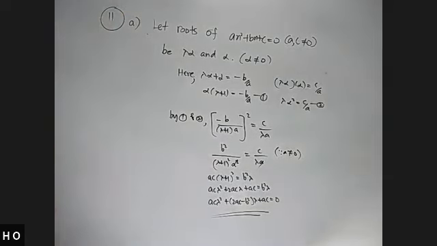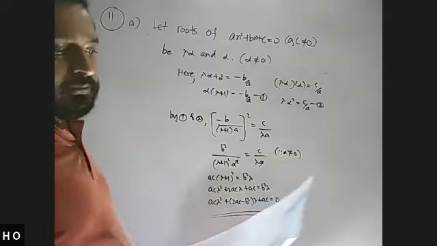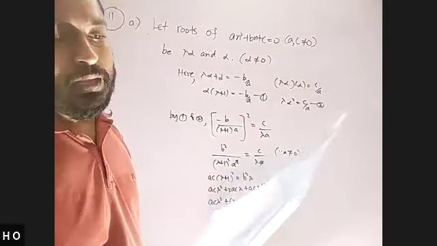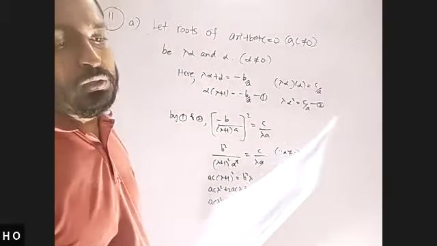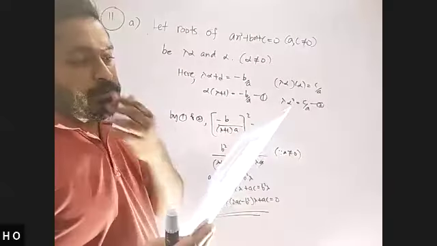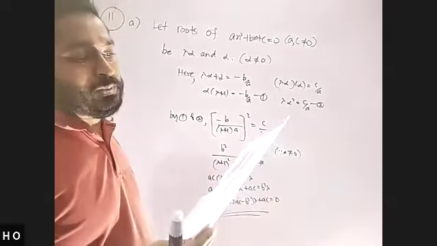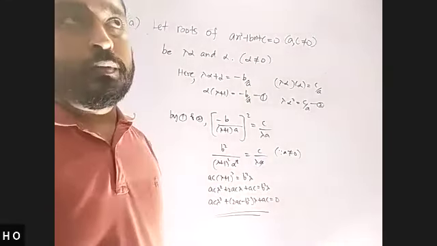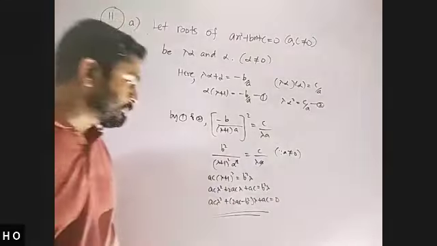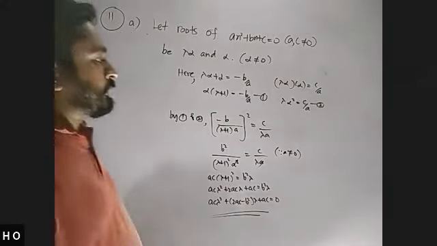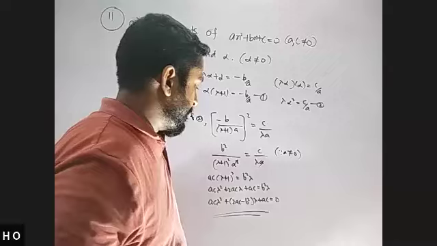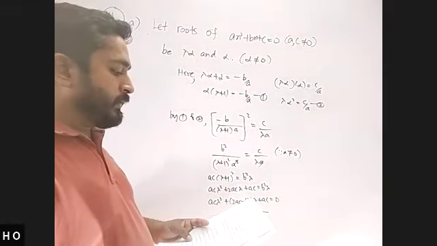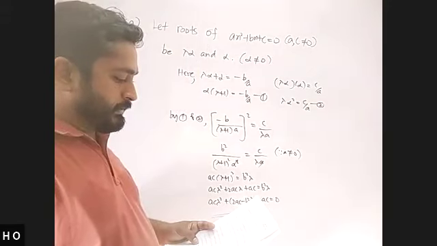All okay. So the next part: if the ratio between the roots of the equation lx squared plus mx plus n equals 0 and the ratio between the roots of the equation px squared plus qx plus r equals 0 are equal, deduce that. If those ratios are equal, you have to deduce.